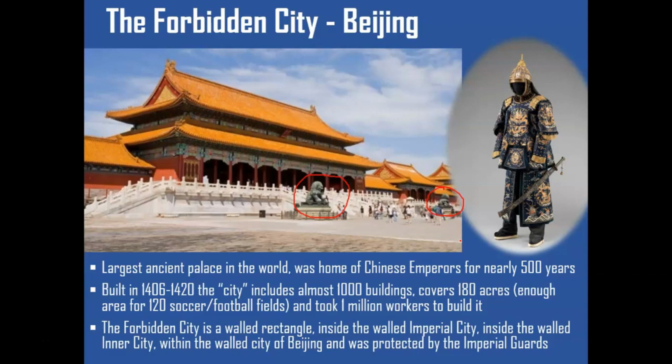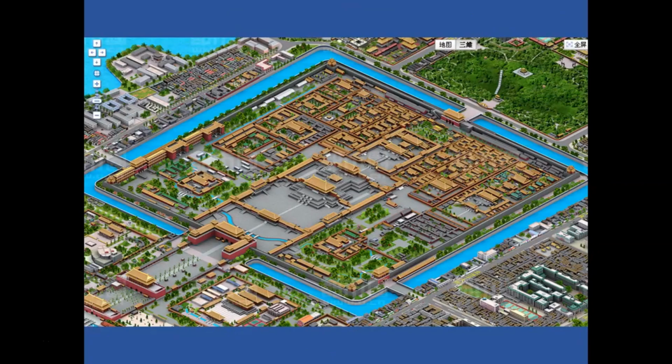The whole city itself is actually a walled rectangle inside of the walled imperial city, which was inside of the walled inner city, and then the actual Forbidden City itself was actually protected by these imperial guards. So if you're familiar with Star Wars, you know the imperial guards associated with that storyline. They were perhaps inspired by the imperial guards that stand watch over the Forbidden City.